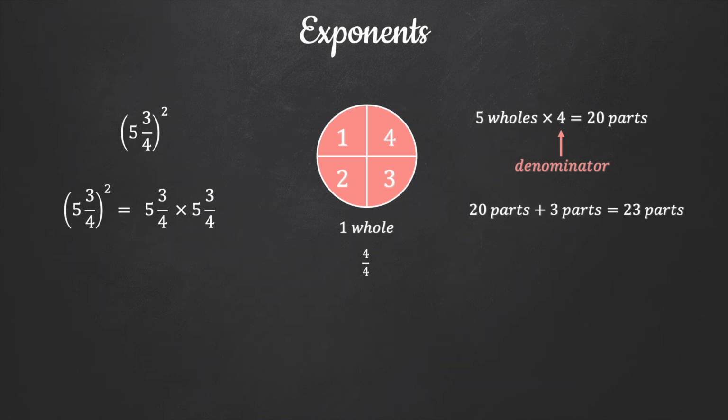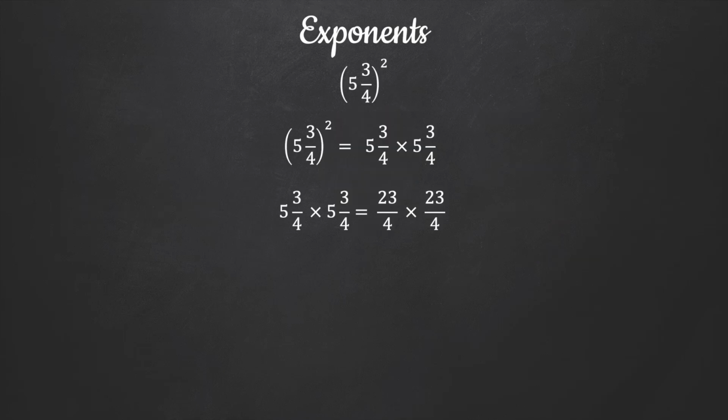Then we're going to take these 20 parts and add 3 parts. And that's because we have 5 wholes and 3/4. So we have those 3 additional parts that have yet to make a whole. So 20 parts plus 3 is equal to 23 parts. So that means that 5 3/4 is equal to 23 out of 4. So 5 3/4 times 5 3/4 equals 23 over 4 times 23 over 4.